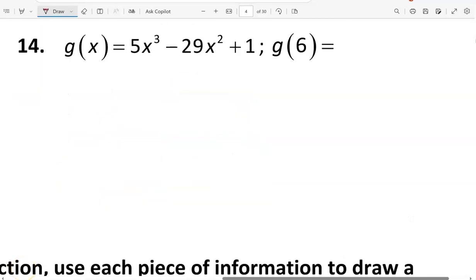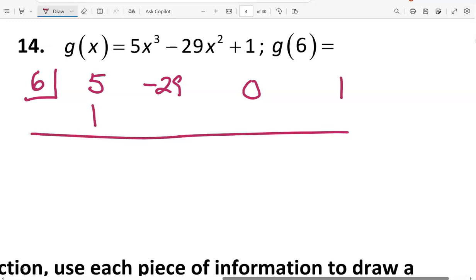In 14, if we want to find the value of g of 6, that is the same as the remainder when we divide by x minus 6. If we're dividing by x minus 6, our divisor, x minus 6, is equal to 0 when x is equal to 6, so a 6 goes in the box for the synthetic division. The coefficients of the dividend, which is the expression we're dividing into, go next to it. So we have a 5 for the x cubed term, negative 29 is the coefficient of the x squared term, 0 is the coefficient of the x term, and 1 is the constant term. So watch out for 0 placeholders.